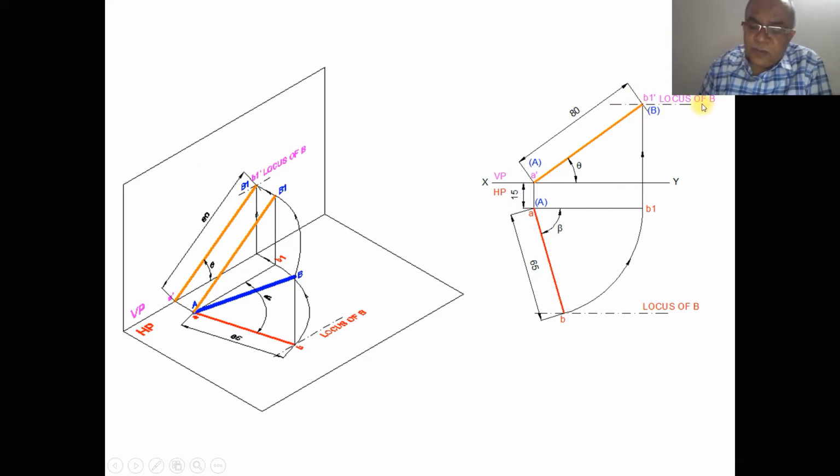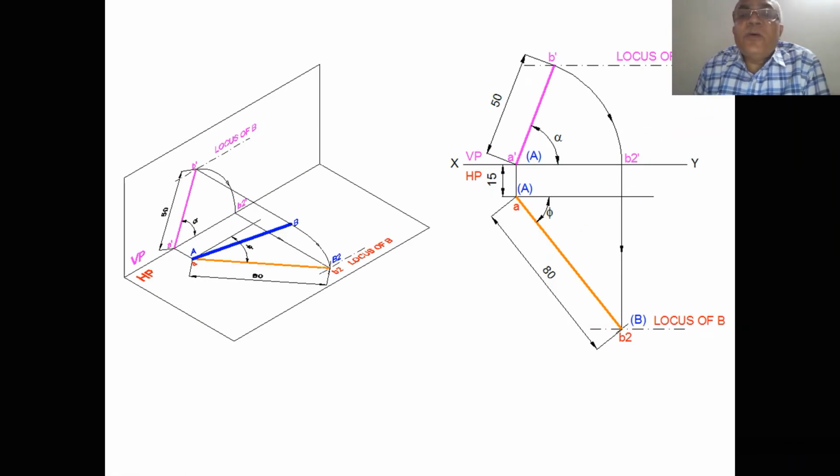Now we need to find out the locus of B in the top view. So how do we find the locus of B in the top view? Here you take the front view line parallel. What is the length of the front view? The length of the front view is 50. So we make it parallel here. A dash, B2 dash, both are on HP, which means it is parallel to HP. Therefore you are getting the true length in HP. So this is the HP.